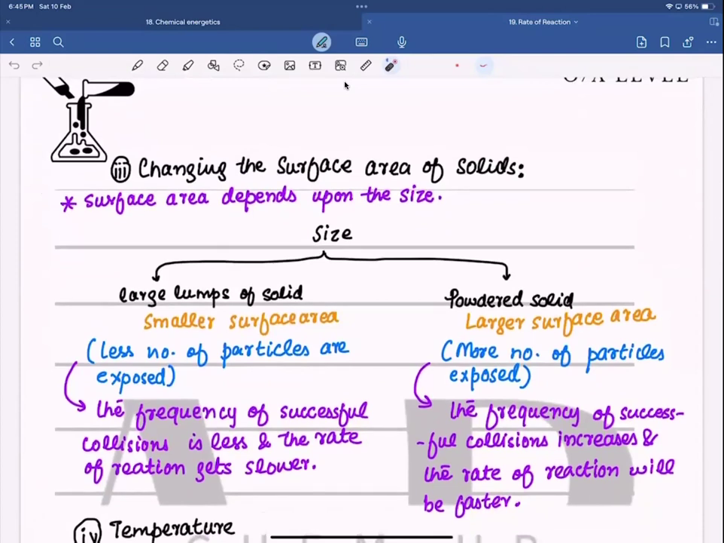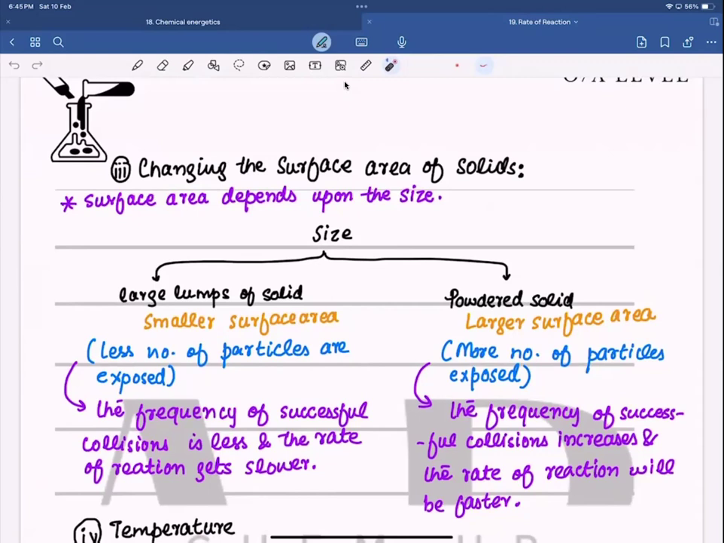Due to the powdered form having a greater surface area, more particles are exposed to the other reactant. Hence, the frequency of collisions will be greater and the rate of reaction will be higher in the powdered solid. When there are large lumps of the solid, only the particles on the surface are exposed to the other reactants. So fewer particles are exposed, the frequency of collisions would be lesser, and hence the rate of reaction would be slower.